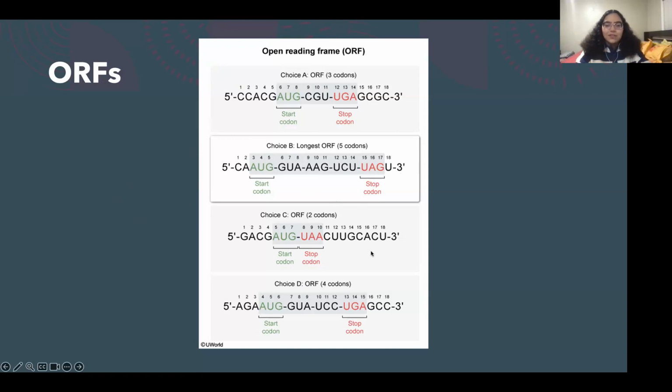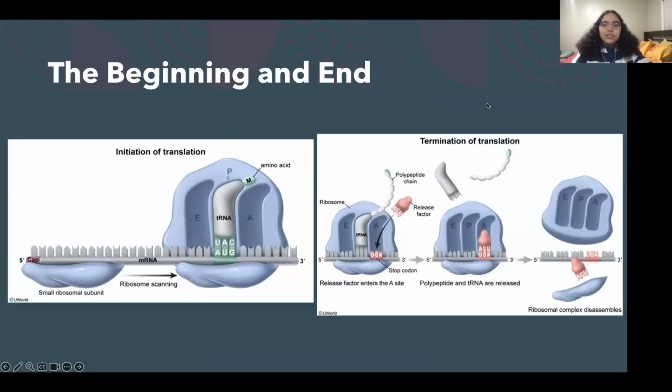So you can look at the different combinations, or what happens when you're given a strand. This is also just another illustration of the beginning and the end of translation. As I said, the first AUG, the start codon, starts with the methionine amino acid, and so it'll be scanning for that.